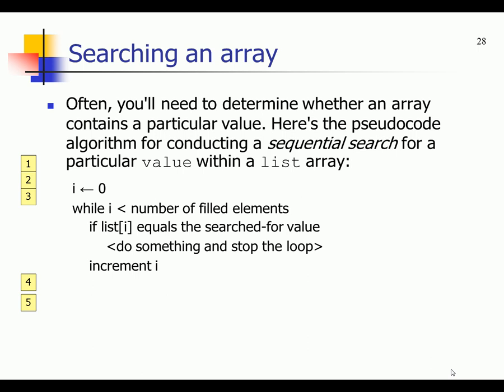So basically, the pseudocode says set I to 0, while I is less than the number of filled elements. In other words, we're still looking at items. If it equals the value, do something. If not, increment. So basically, we're going to look at each item. If we do find it, stop searching.